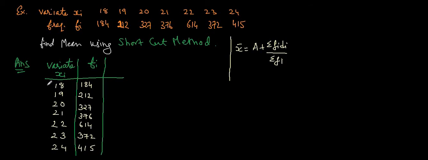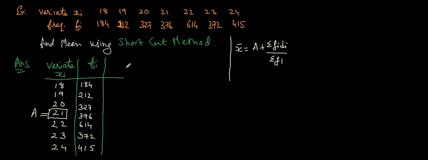Another way, as I told you: suppose there is an odd number of observations, then you take the middle one. Here how many observations are there? 1, 2, 3, 4, 5, 6, 7 observations are there. So you take the middle one. Which is the middle one? 21 is the middle one, and that is going to become our a. So this is our assumed mean.